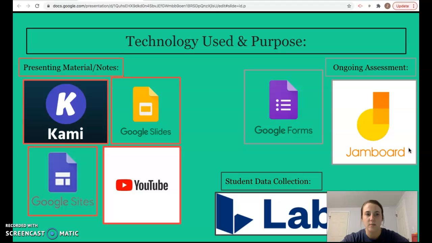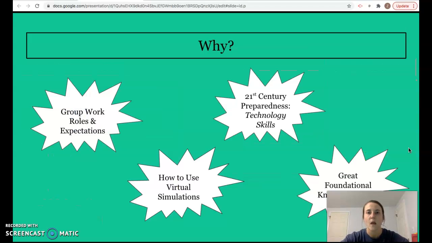The technologies I'm using throughout this particular unit are Kami, Google Slides, Google Sites, and YouTube. Those were to present the material and notes. Then for the ongoing assessment, I'm using Google Forms and Jamboard. And then finally, obviously, the most important technology resource I'm using is that Lobster resource, where they're using that to collect evidence and data for their final project.